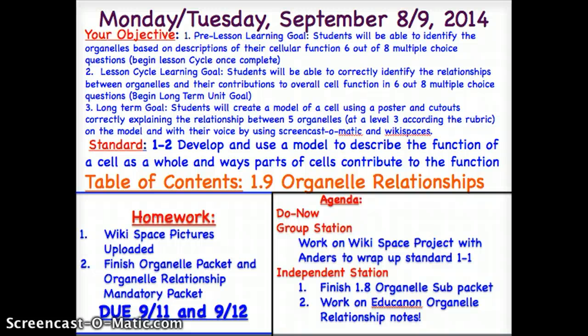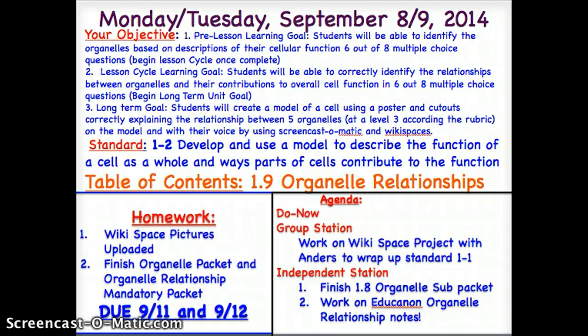Number two, lesson cycle learning goal. Students will be able to correctly identify the relationships between organelles and their contributions to overall cell function in 6 out of 8 multiple choice questions. Now, once you complete that, you move on to learning goal 3, and it's going to be continuing on your wiki space, but for organelles in the cell. It's a long-term learning goal.